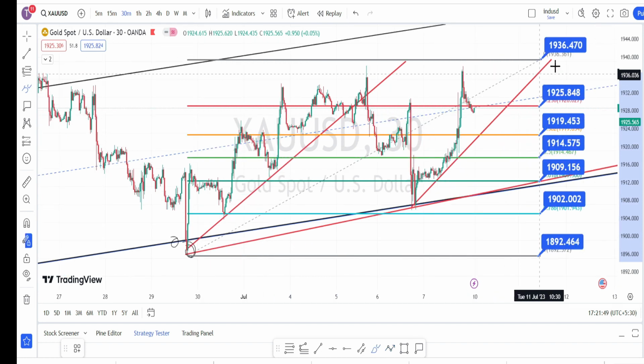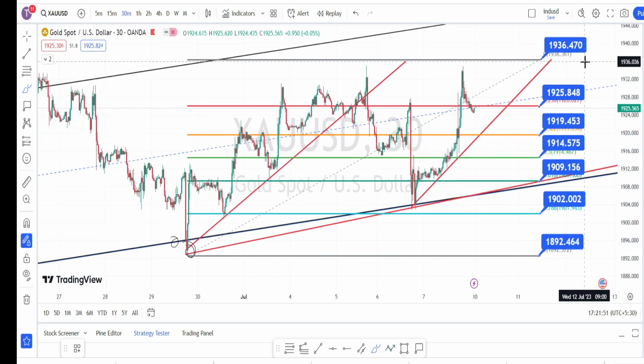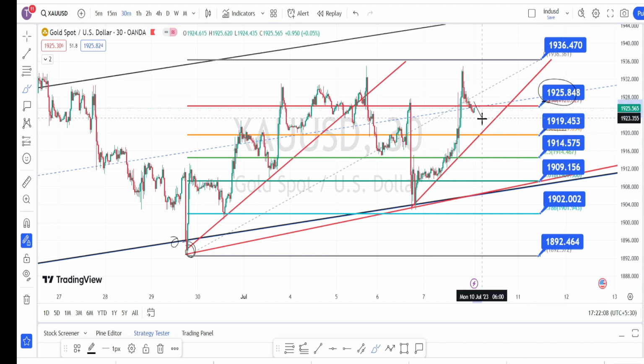So the values in blue color boxes are the resistance and support levels for the current price action in the 30 minutes time frame. Currently the price action is trading between the resistance level of 1925 and the support level of 1919. And if the price action continues its bearish side retracement, breaking this current support level of 1919, the next level of support is going to be around 1914, 1909, 1902 and 1892.